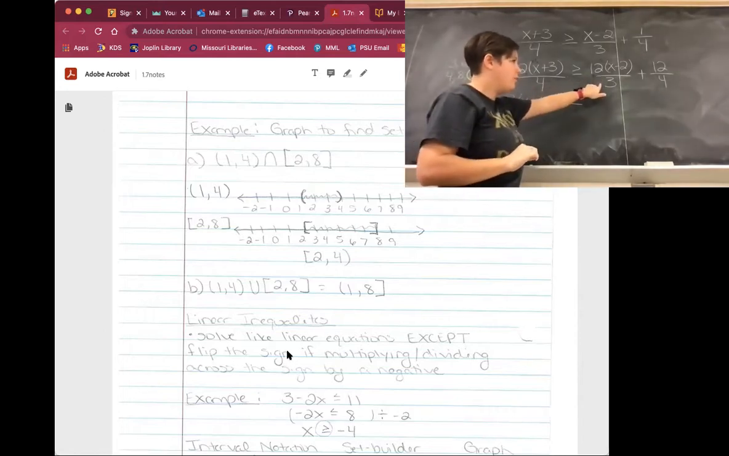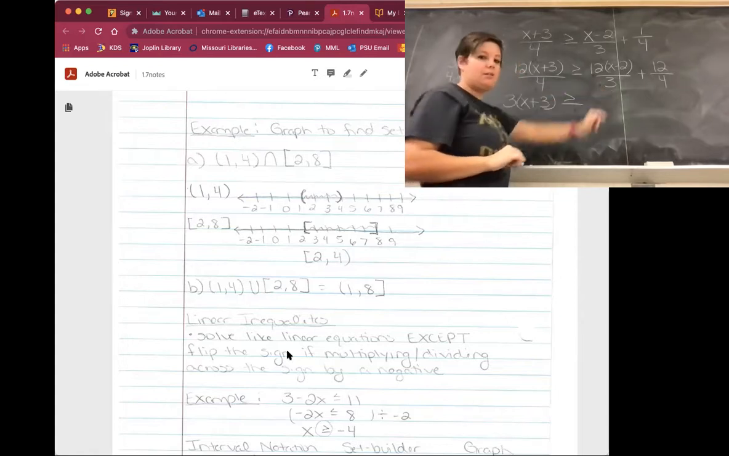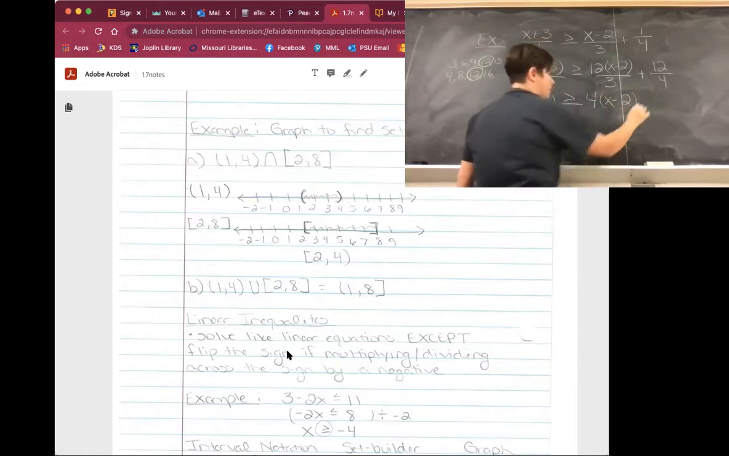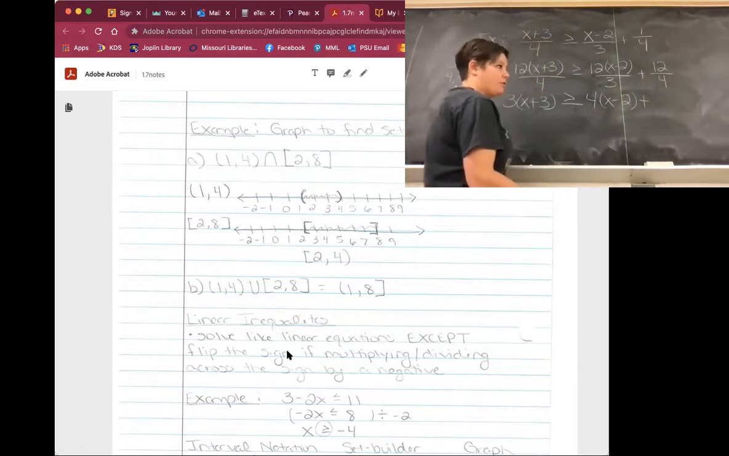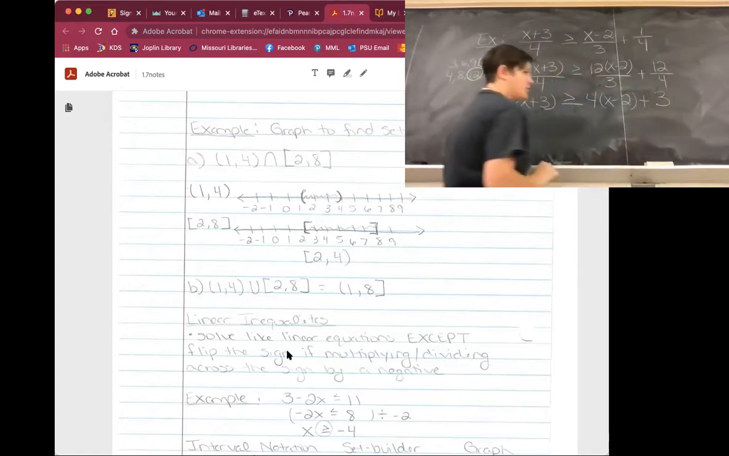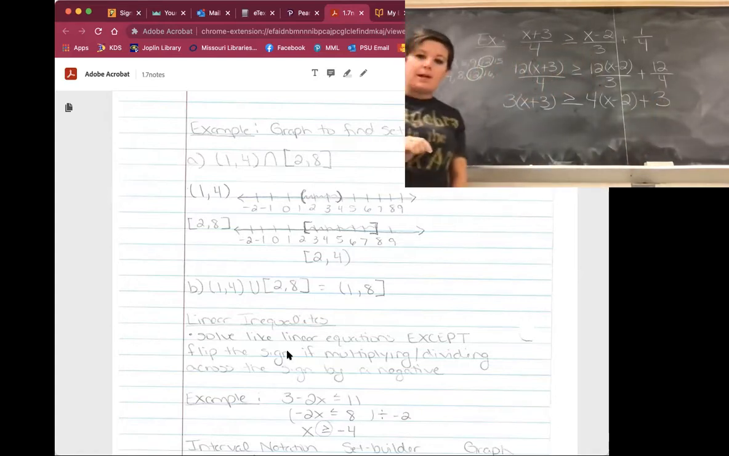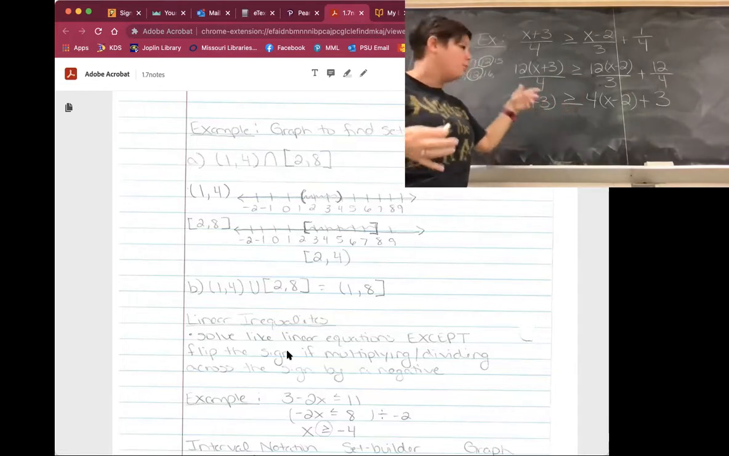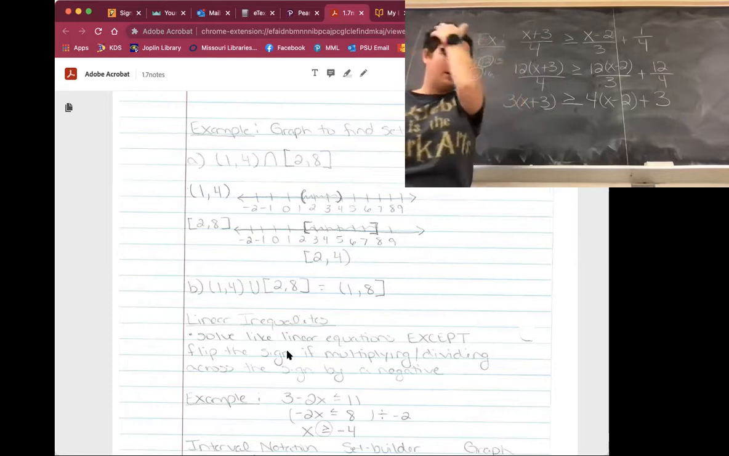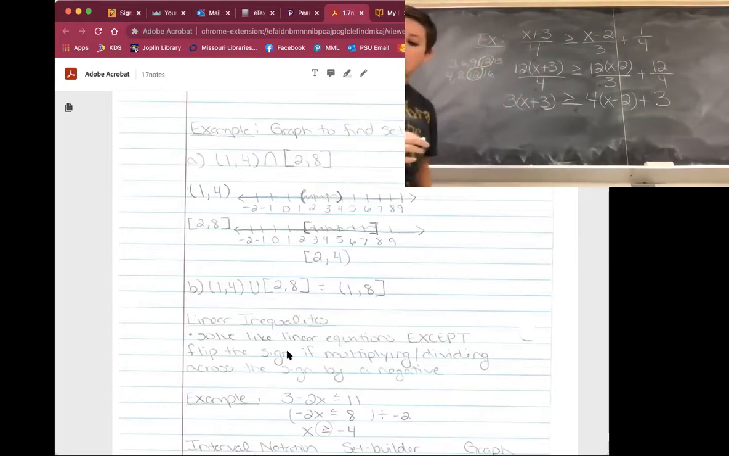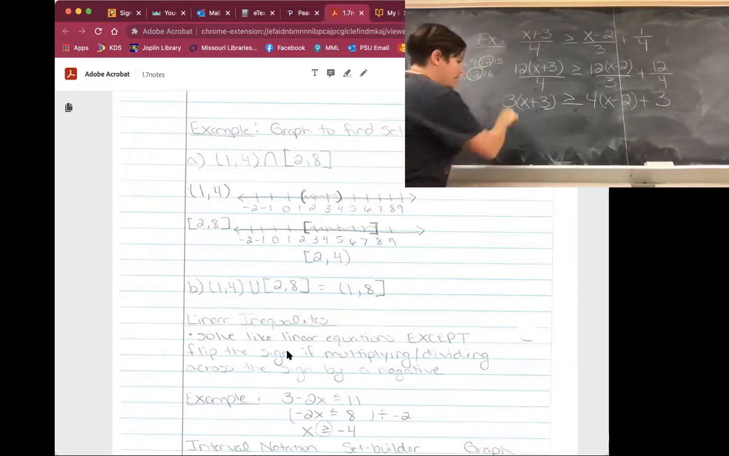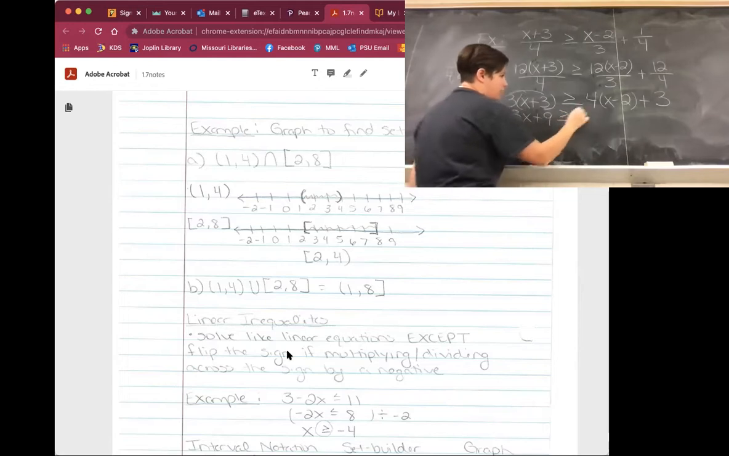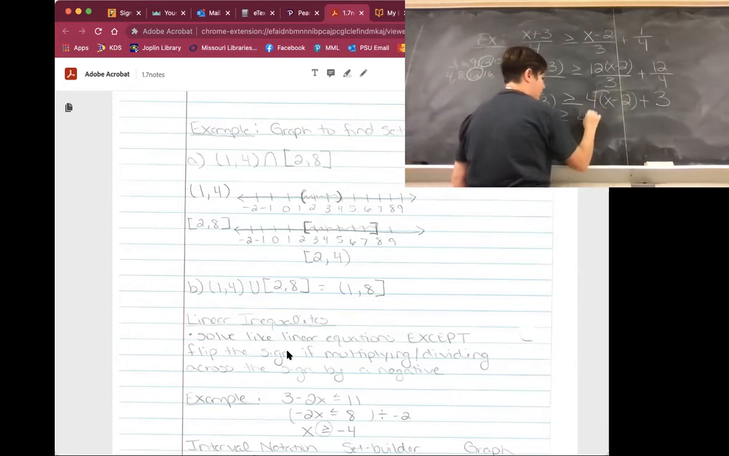Over here we have 12 over 3. What's 12 divided by 3? 4. So we have 4 times (x minus 2) plus, and then the last one we just have 12 over 4, which is 3. So by multiplying by something that both of our denominators have in common as a multiple, we're able to eliminate the denominators entirely and then just work it like a normal equation or inequality. I'm going to distribute my 3 in. I'm going to distribute my 4 in.